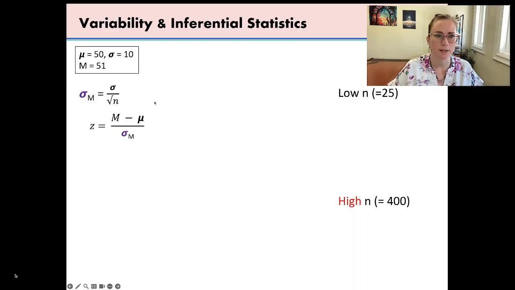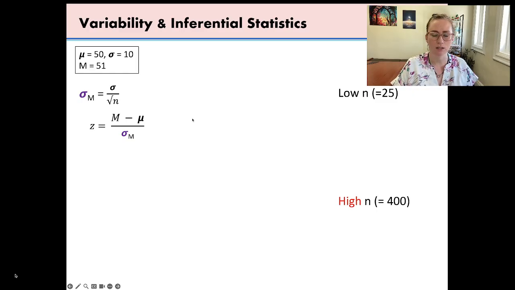Okay, so for example, I have a mu of 50 and a standard deviation of 10, and then I have a sample that I collected of 51. Now the question is, is 51 different enough from 50? With a standard deviation of 10, that's going to be rough, right? Because I only have a one unit difference here.